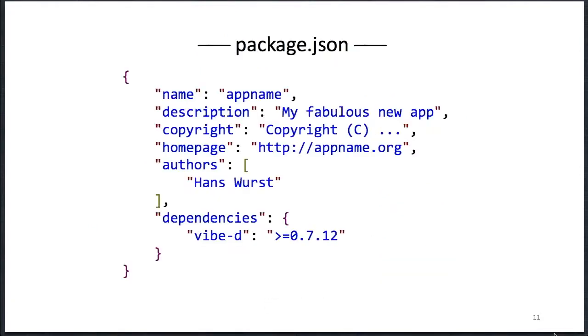So this is an example of a package JSON file. Since Vibe relies on a package manager, you can specify dependencies on other packages, which will allow automatically installing those dependencies when you set up your project, or when someone else uses your project.